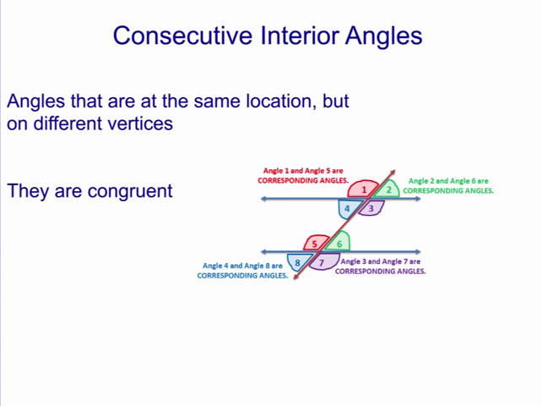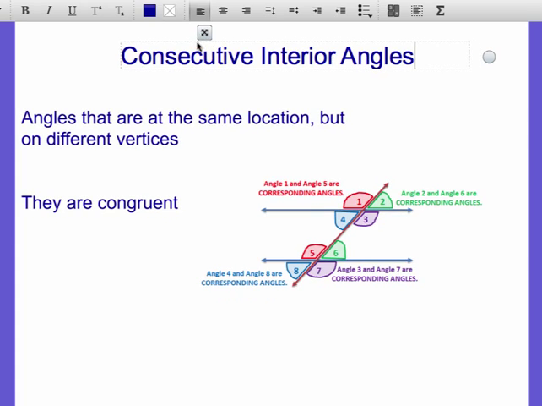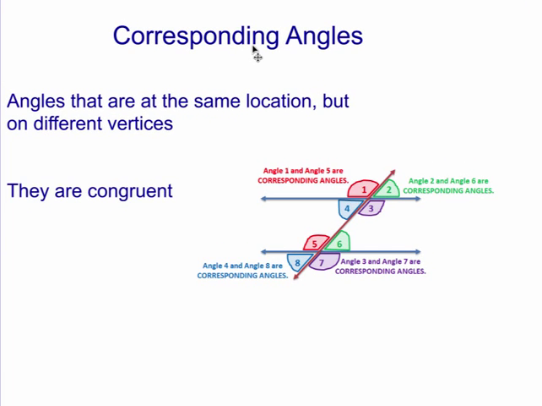And our final type of angle are, this shouldn't say consecutive interior, this should say corresponding. Corresponding angles are angles that are at the same location but on different vertices. So if we take a look here, angle 1 is up at this vertex up here, and it's the top left angle. And angle 5 is down at a different vertex, but it's still the top left angle, meaning angles 1 and 5 are corresponding. They're at the same location but on different vertices.